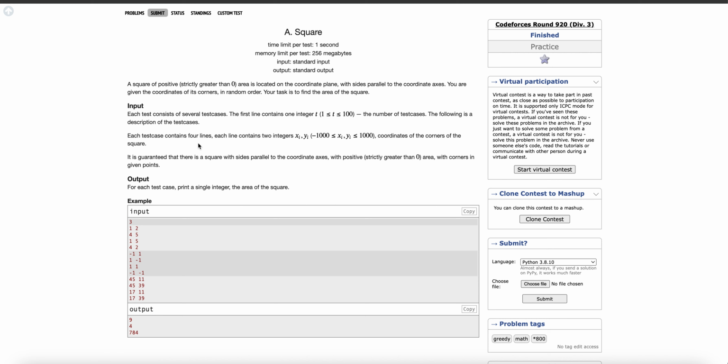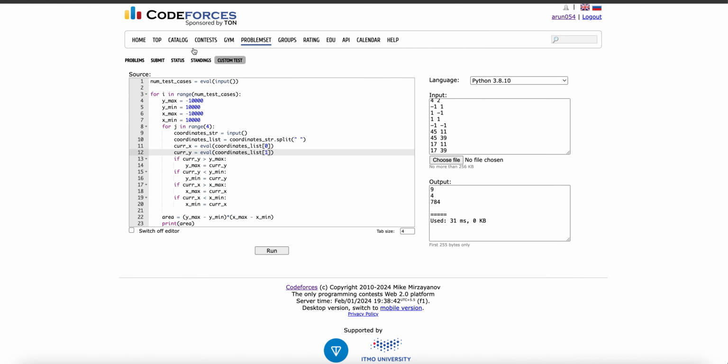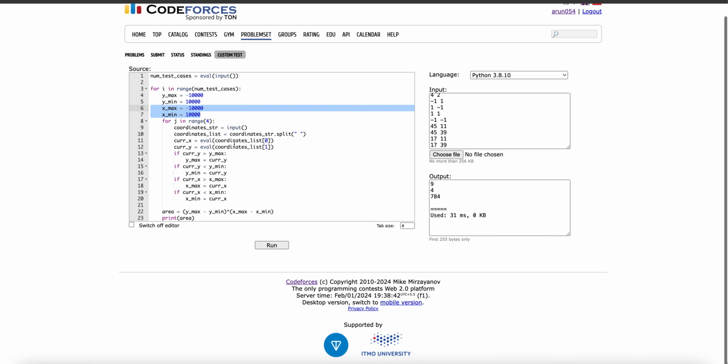Okay. So let us go to the solution part. This is how I've done it. So you don't actually have to calculate both these max values of x and y. You can just calculate max and min of y or max and min of x and then just square it. You don't have to do the multiplication part. I'm just doing it for the sake of it.